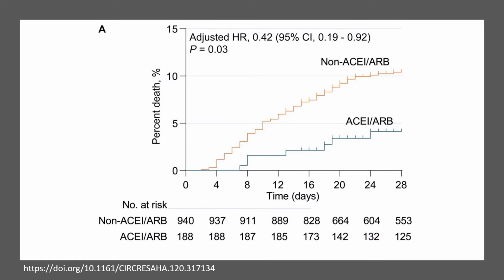In a propensity score-matched analysis followed by adjusting imbalance variables in a mixed effect Cox model, the results consistently demonstrated, interestingly, lower risk of COVID-19 mortality in patients who received ACE inhibitors or ARBs versus those who did not receive these medications.